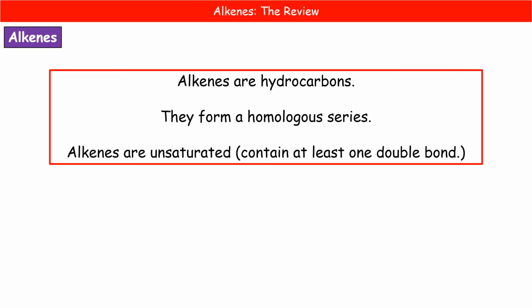Today's chemistry check is all about alkenes. We looked at alkanes last week, it's alkenes this week. So alkenes are still hydrocarbons, which means they're made of hydrogen and carbon only, and they form a homologous series. And the key feature about our alkenes is they are unsaturated. This means they contain at least 1 double bond. So something that is unsaturated has at least 1 double bond present. If it's saturated, it's only single bonds.